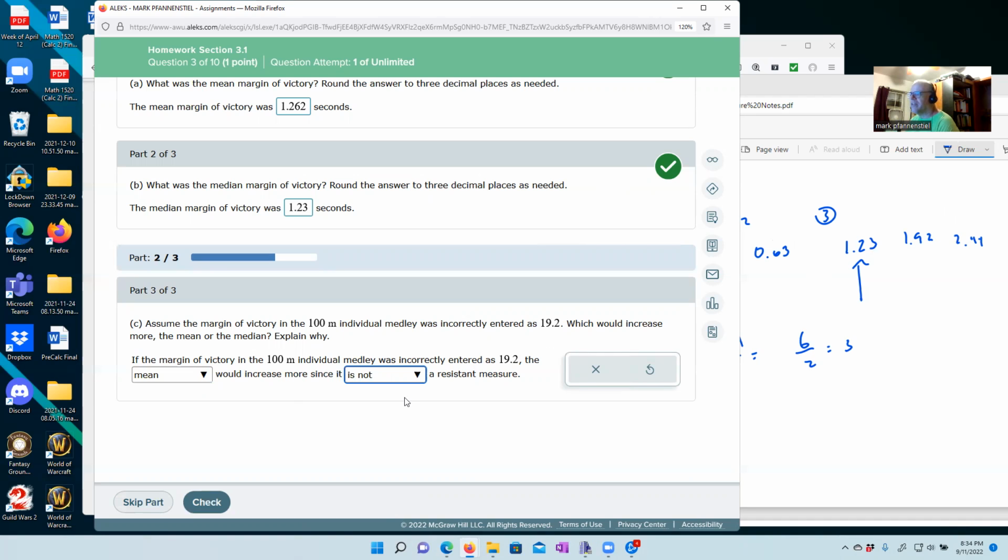Since it is not a resistant measure. Okay, that means that if you have an unusual or weird observation, it's not going to change the median. So you have to be careful about that. That's sometimes why we use medians, because if you have very wide degrees of data, you're better off using the median, because these large numbers are not going to change what the middle actually is.